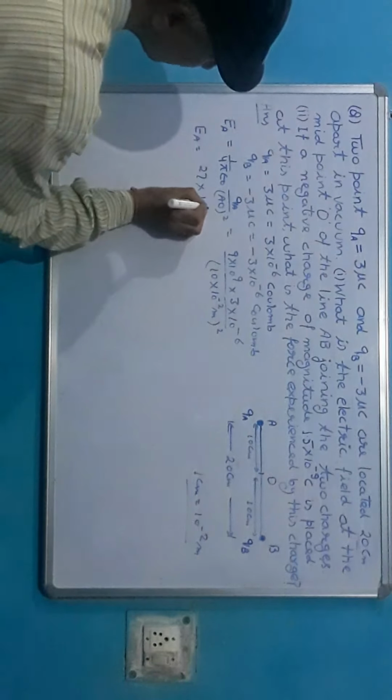Net one comes out to be 27 into 10 to the power 5. In next step you can write 2.7 into 10 to the power 6, and the unit of electric field is Newton per coulomb. So what have I calculated? I calculated the magnitude of electric field at point O, which has been produced by charge QA.